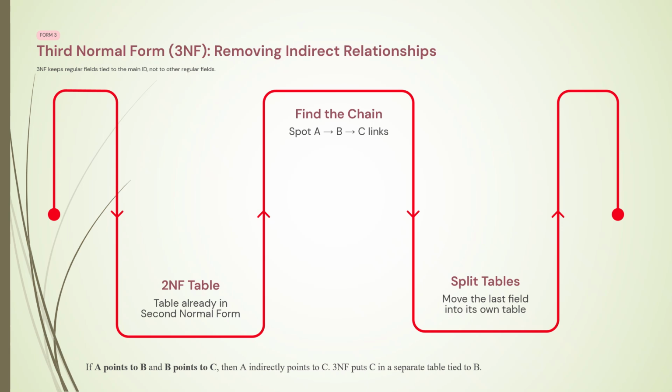it removes transitive dependency. A transitive dependency occurs when the primary key determines a non-key attribute, and that non-key attribute determines another non-key attribute. For example, employee ID, employee name, department ID, and department name are in a table. The employee ID determines department ID. The department ID determines the department name. Therefore, employee ID indirectly determines department name.